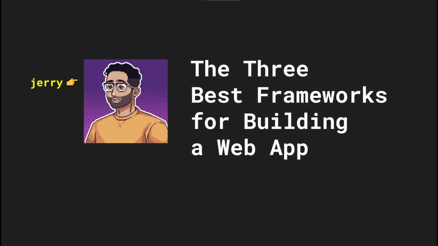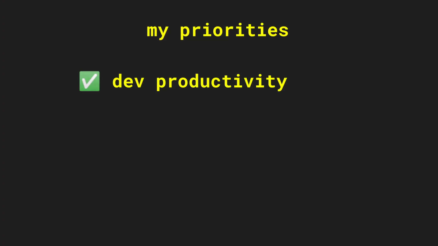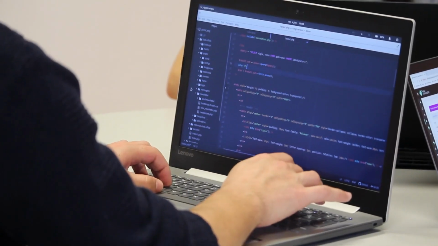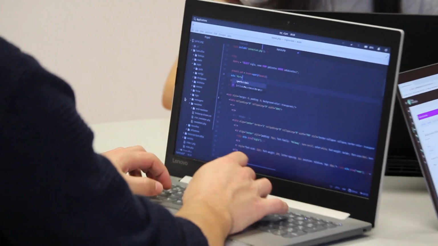Now, before starting your tech stack search, write down a list of priorities for your ideal web framework. What do you value in a tech stack? Is it developer productivity, scalability, access to learning resources, libraries, or something else? Once you figure out your values, it'll narrow down the choices considerably. Now, here are my top three favorite tech stacks for building a web app.